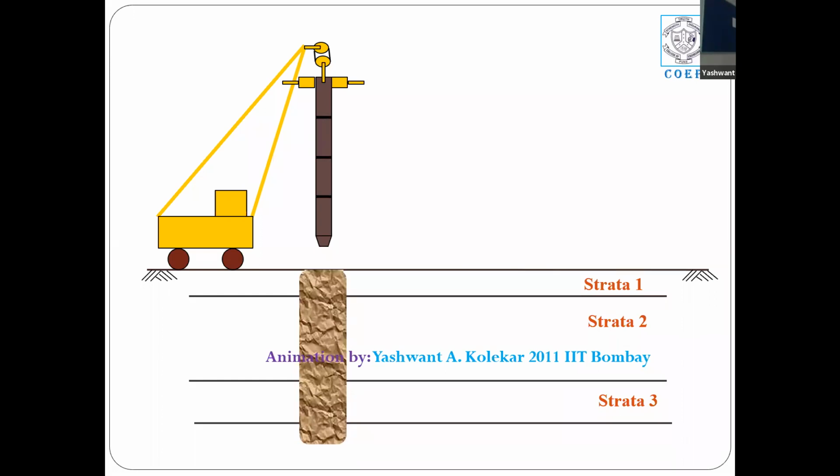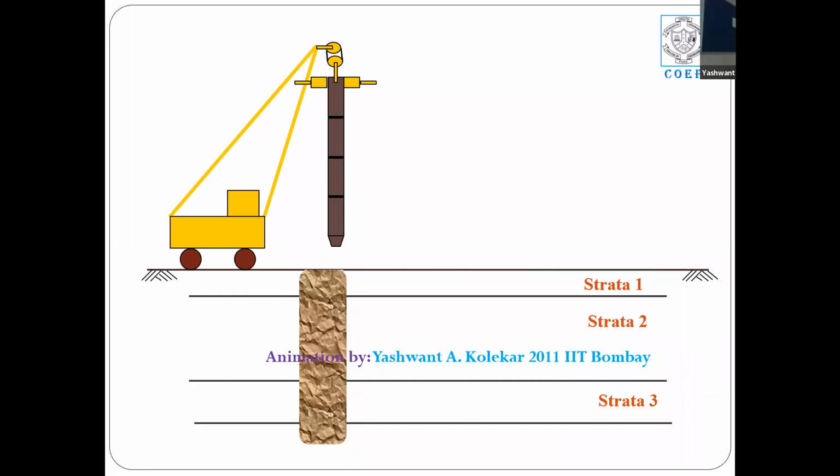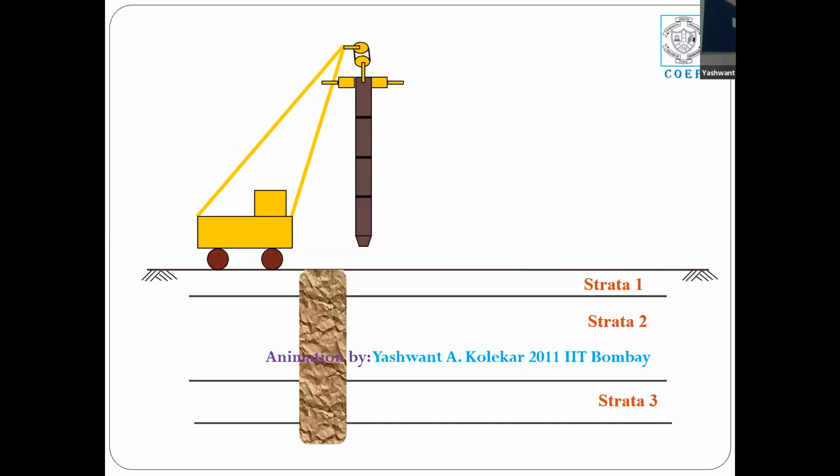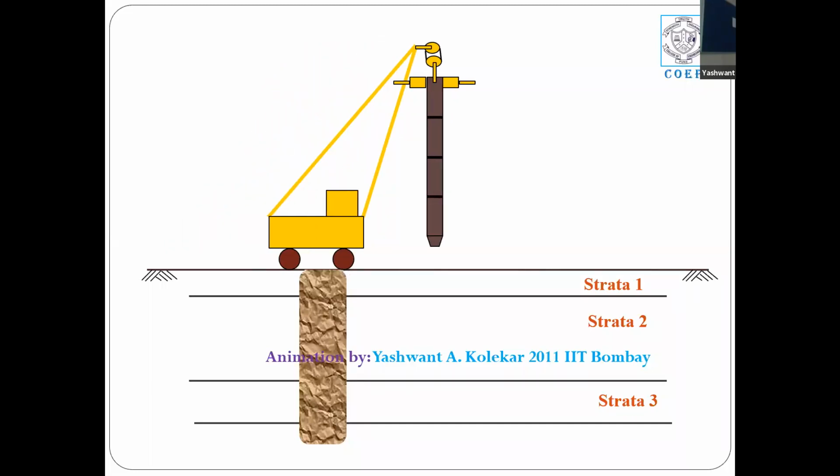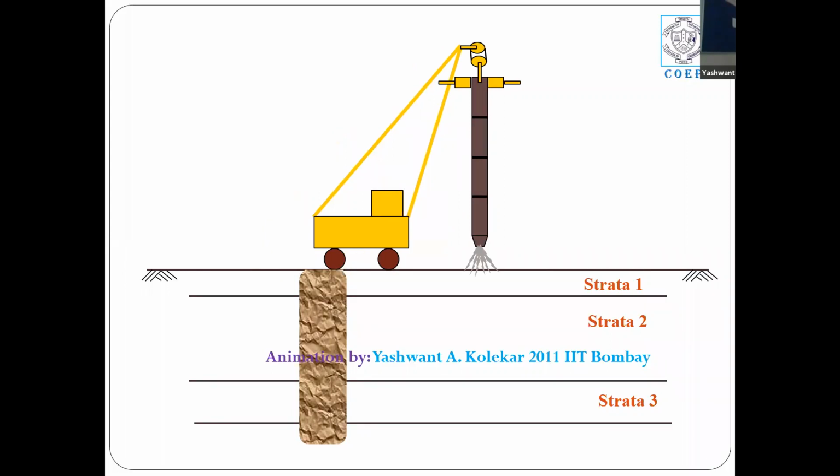Once the stone column is complete, according to the spacing provided in the design, the probe moves to the next specified location where the stone column is to be installed, and then the process is repeated. So this is how the animation works, and this is how stone column installation at the site is done.